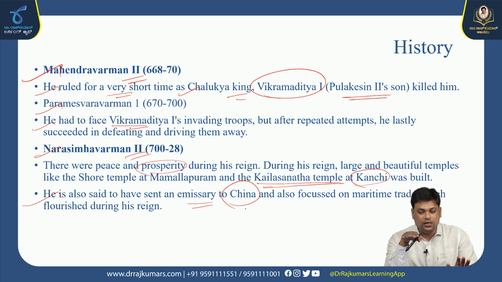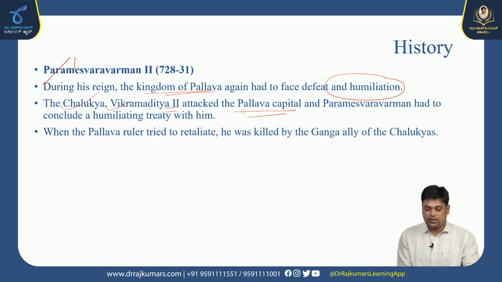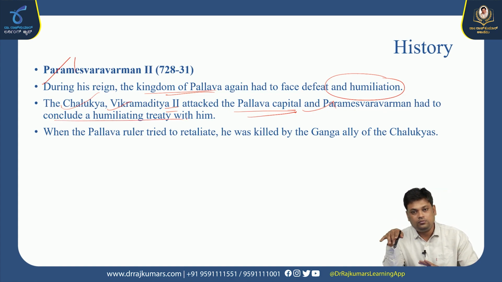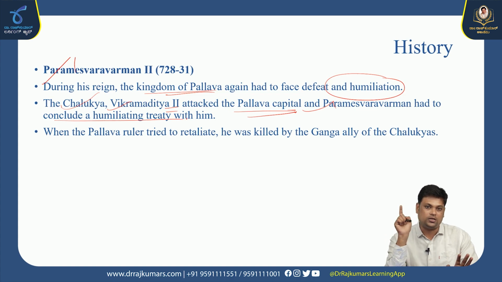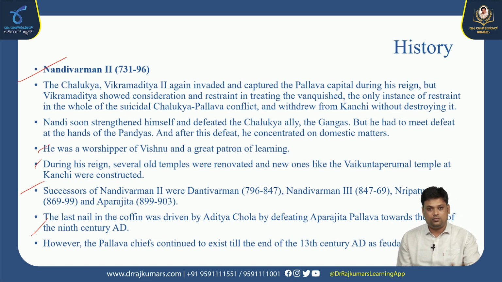What we need to understand clearly are the important points. See, Narasimhavarman built the Kailashanath temple at Kanchi. During Parameshwarman's time, the kingdom of the Pallavas again faced defeat and humiliation. The Chalukya king Vikramaditya II attacked the Pallava capital, and Parameshwaravarman had to conclude a humiliating treaty, so that complete control of Pallava Kanchi went into the hands of the Chalukyas. Okay, so you just read this one. It is not that important, and many successors.